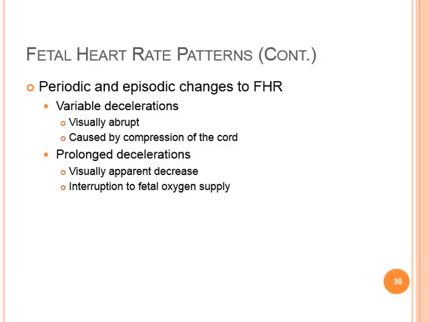Variable decelerations. Variable decelerations of the fetal heart rate is defined as a visually abrupt and apparent decrease in fetal heart rate below the baseline. The decrease is at least 15 beats per minute or more below the baseline, lasts at least 15 seconds, and returns to baseline in less than 2 minutes from the time of onset. Variable decelerations occur any time during the uterine contraction phase and are caused by compression of the umbilical cord.